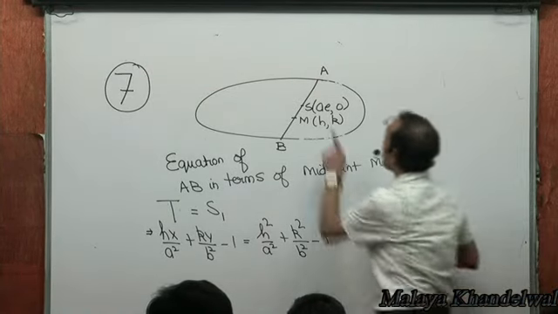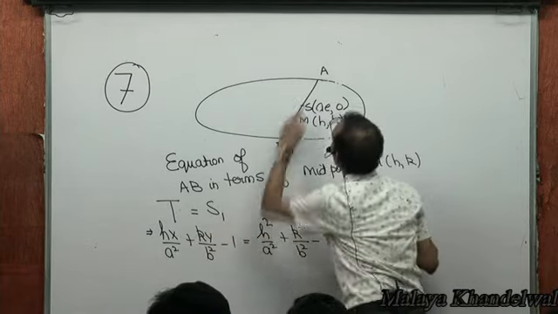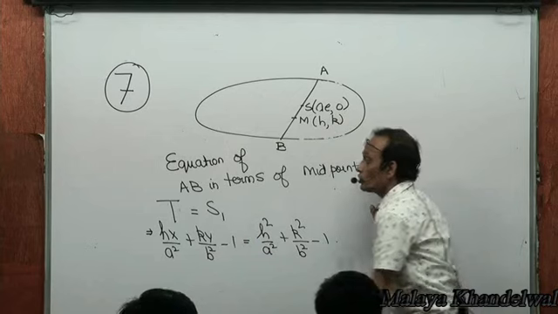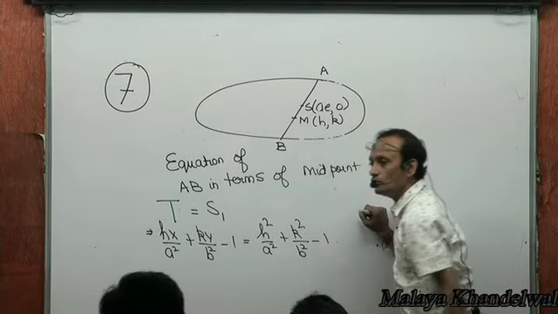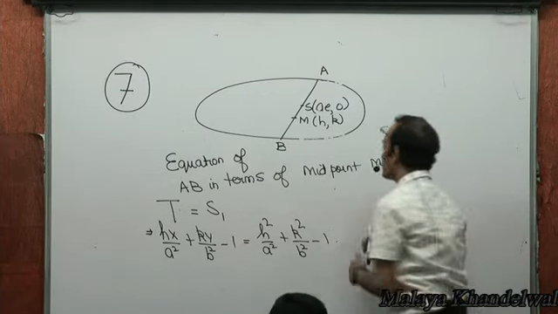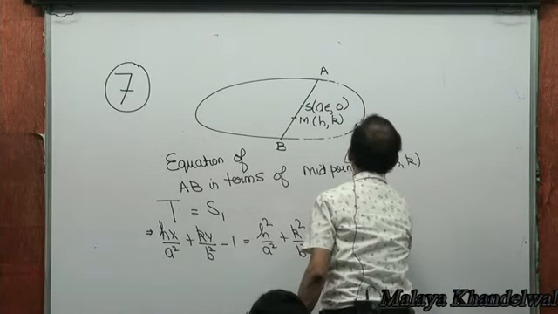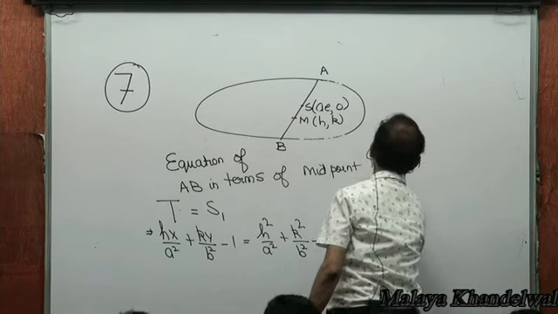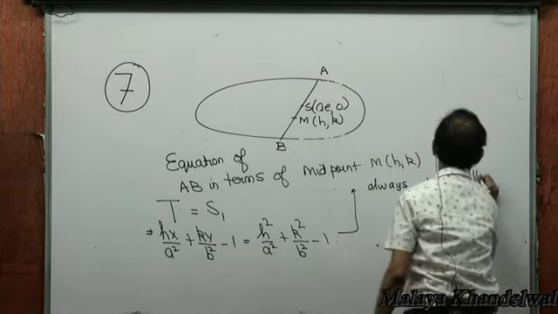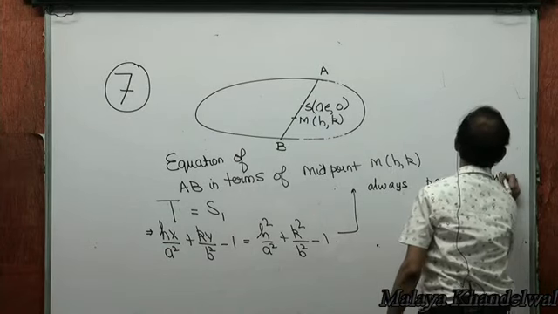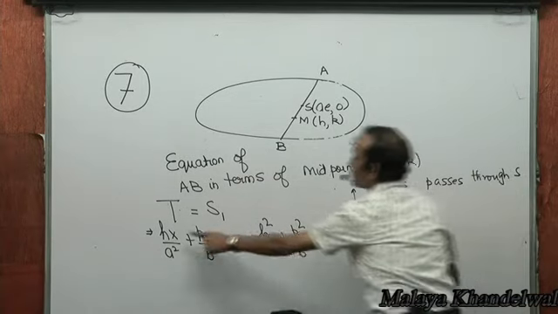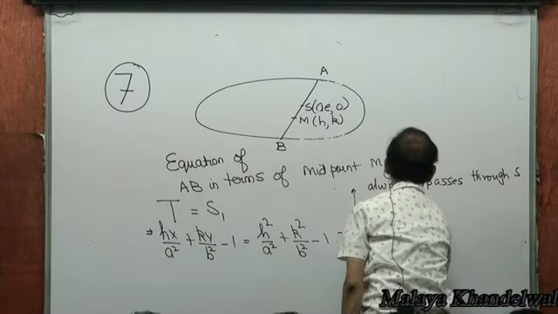But no matter what chord I select, this line will always pass through ae comma 0. So put x equal to ae and y equal to 0. So this always passes through S, the focus.